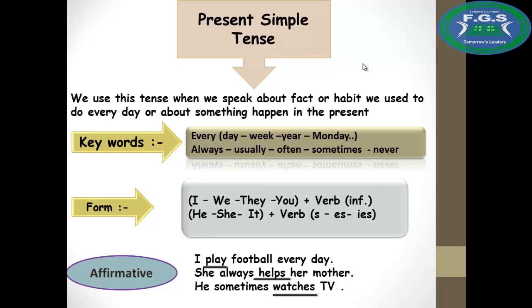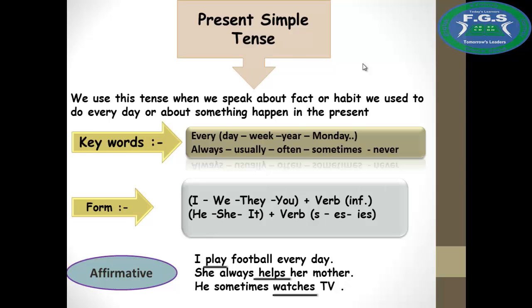The key words of the present simple is every. For example, every day, every week, every year, or every Monday. We have again always, usually, often, sometimes, and never. That's okay?